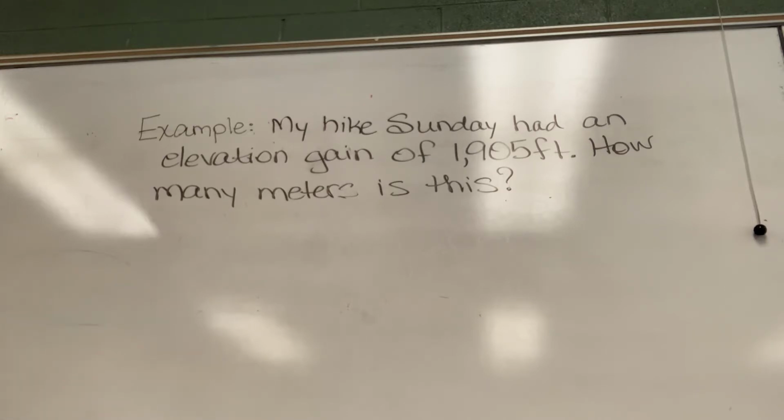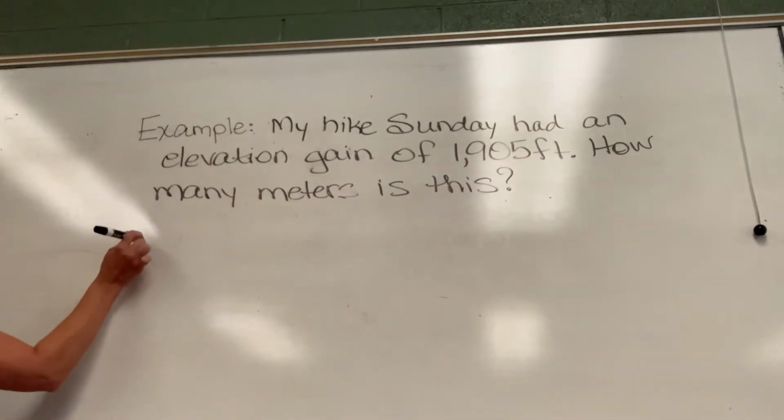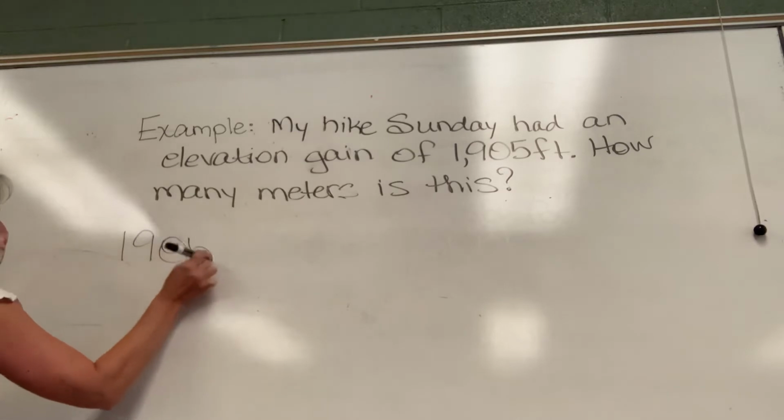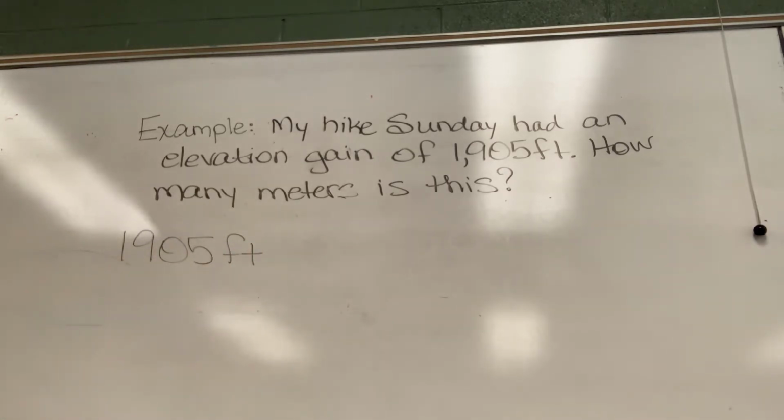Okay, so the first thing you do in a conversion problem is you find the measurement and you write it down. So the measurement is 1,905 feet. So you're going to write that down. So you write down the number and the unit. Okay. With conversion problems, it's not in the correct unit right now.